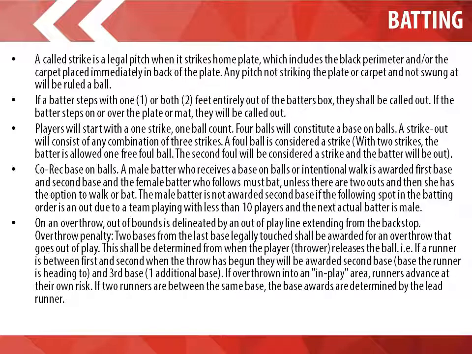If a runner is between first and second when the throw has begun, they will be awarded second base and third base. If overthrown into an in-play area, runners advance at their own risk. If 2 runners are between the same base, the base awards are determined by the lead runner.